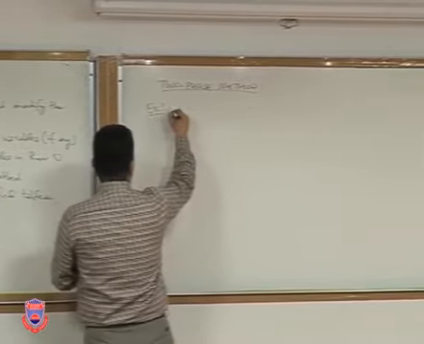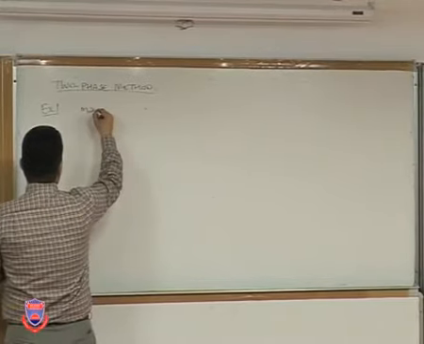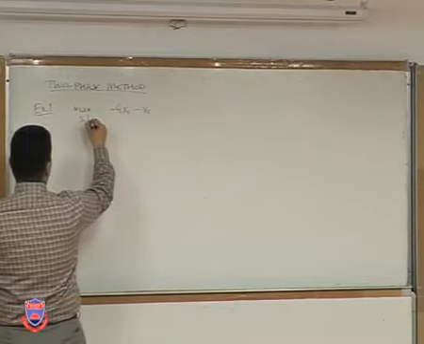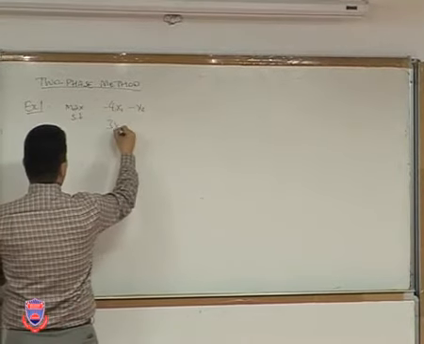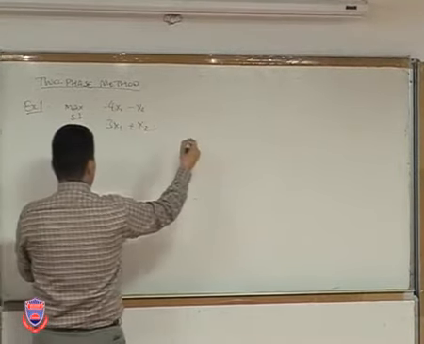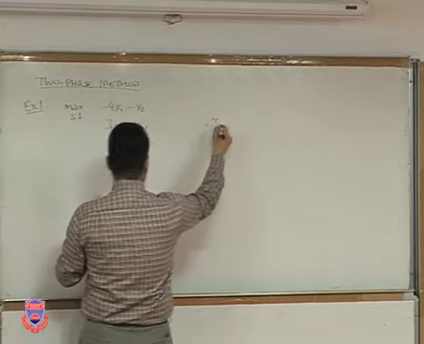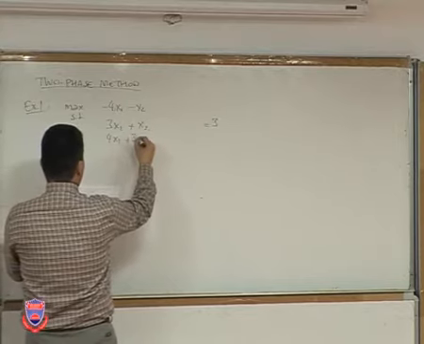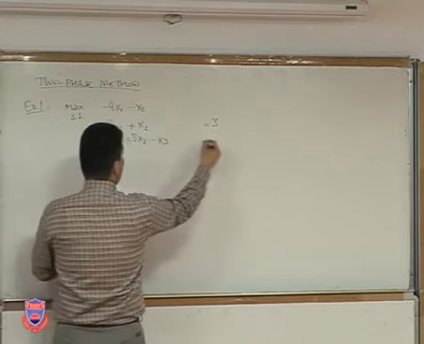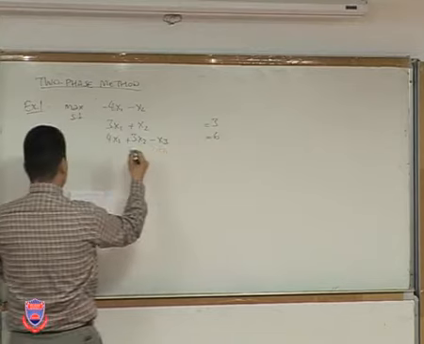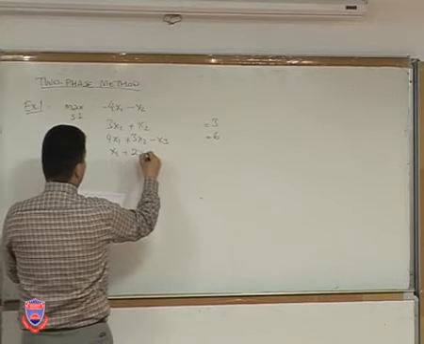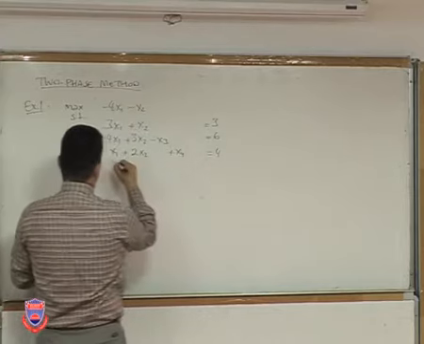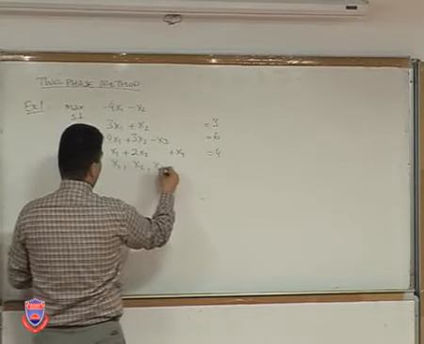In this example number 1, I'm going to maximize minus 4x1 minus x2, subject to 3x1 plus x2 equals 3, 4x1 plus 3x2 minus x3 equals 6, and finally, x1 plus 2x2 plus x4 equals 4. And all of my variables are non-negative.